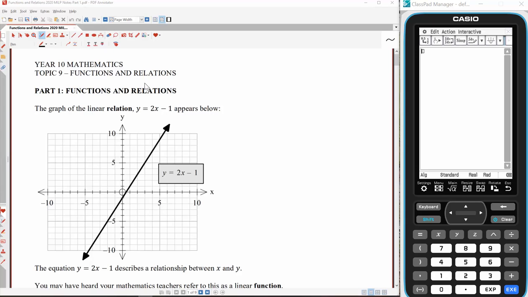Alright, and welcome to the last unit of work, both remotely and the last unit of work that we'll do at school as well. It's called Functions and Relations, and today we'll explore functions and relations.